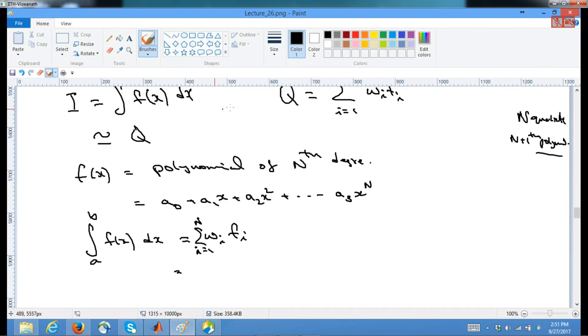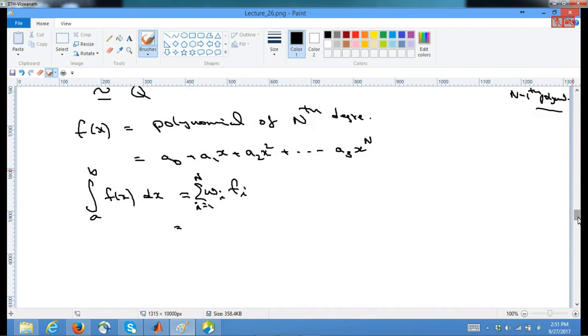The n-point quadrature, I'm sorry, I have made an error, it will integrate up to the n minus 1th polynomial. So let us look into it. So this is up to n minus 1.